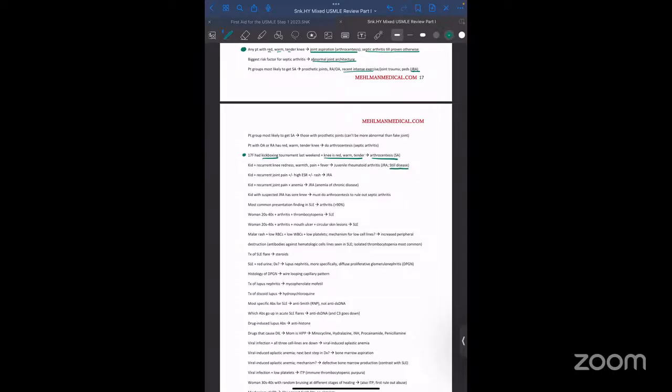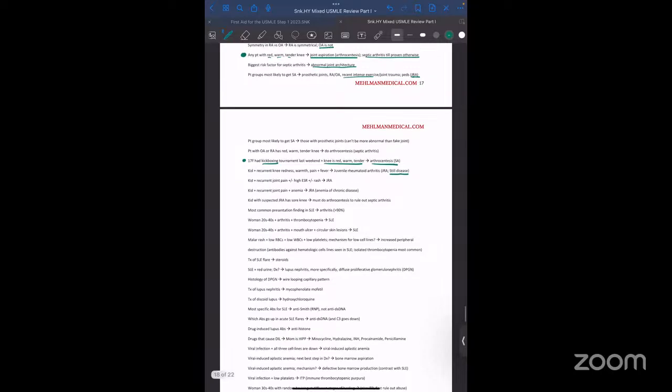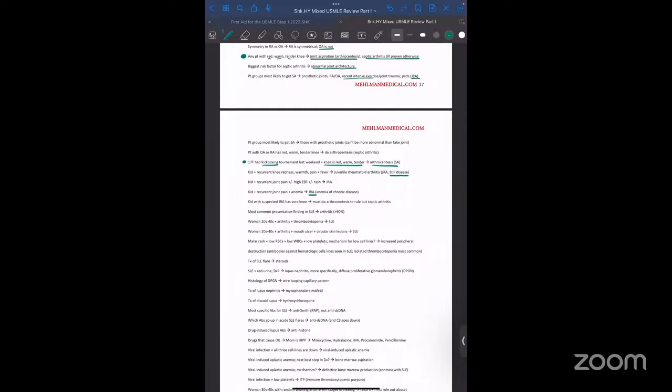Different from Still's murmur, I guess. Yeah. Still disease. Then kid plus recurrent joint pain, plus or minus high ESR, plus or minus rash is also JRA. Kid plus recurrent joint pain plus anemia, JRA due to anemia of chronic disease. Kid plus suspected JRA has a sore knee, must do arthrocentesis to rule out septic arthritis.